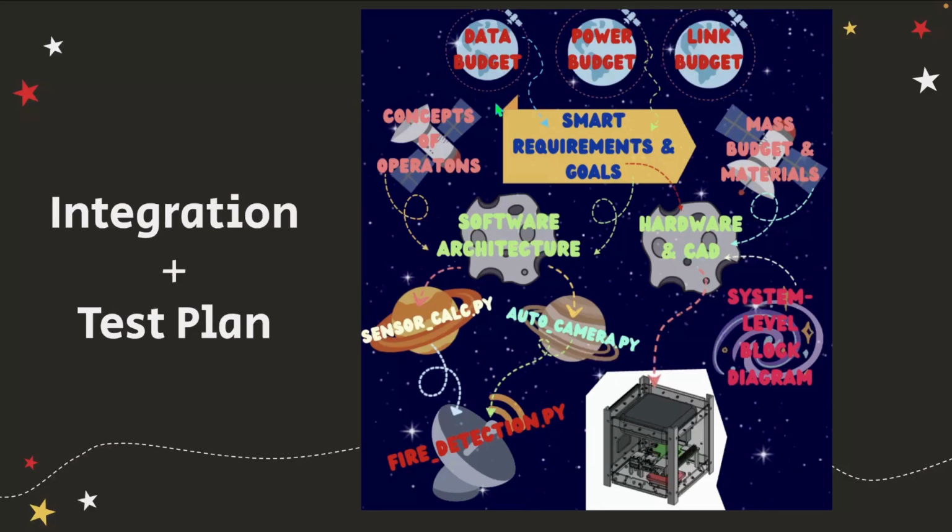For concept of operations, it will help to plan out our software architecture, and with the functions already given to us, which is sensor calc and auto camera, it can help us write our fire detection code. And for mass budget and materials, as well as system level block diagram, we can use it to help plan out our hardware and CAD, and this will lead us to our end results.